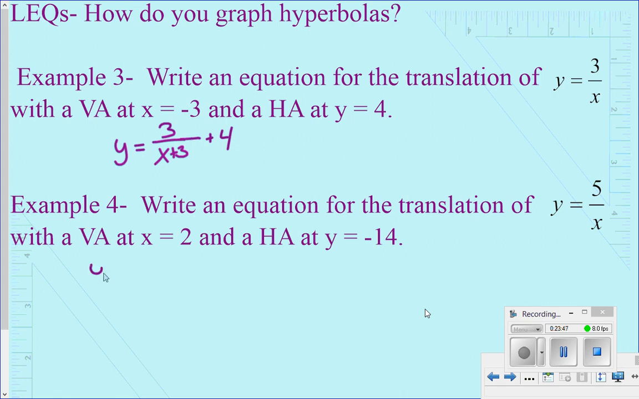Number 4, same idea. I start with y equals 5 over x. I want to include the vertical asymptote x equals 2, which means it was shifted 2 to the right, which means x minus 2. And I want to include the horizontal asymptote y equals -14. So that's down 14, which means -14 needs to go on the end. And that takes care of our lesson for today.